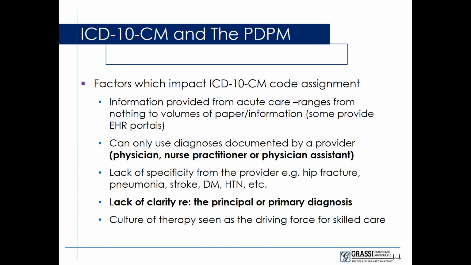Lack of specificity from the provider: hip fracture, pneumonia, stroke, DM for diabetes. We saw what the documentation needs to look like. If they're having a diagnosis of diabetes, you need a lot more information than just diabetes. And then lack of clarity regarding what is the principal or primary diagnosis, right? So these are some factors that are going to impact your code assignment. And then the culture of therapy seen as the driving force for skilled care. Next slide.